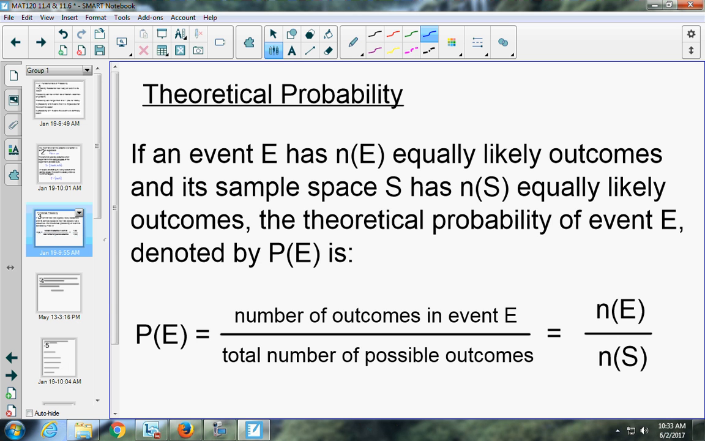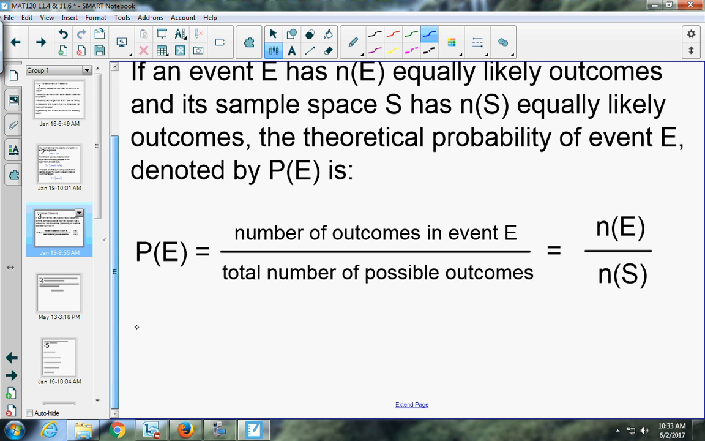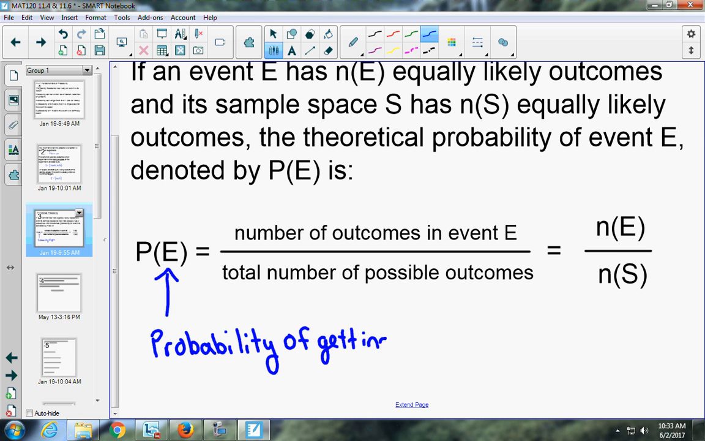So I realize that definition can be a little confusing and a little overwhelming. What we're saying, if we're reading it, would be the probability of E. So if we're using that example before, we would say like the probability of getting a tails. That's going to equal the number of outcomes in event E over the total number of possible outcomes.